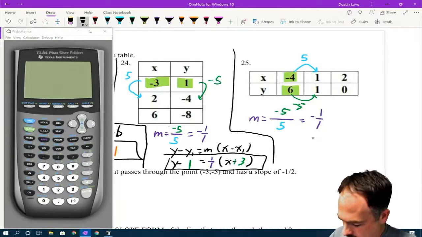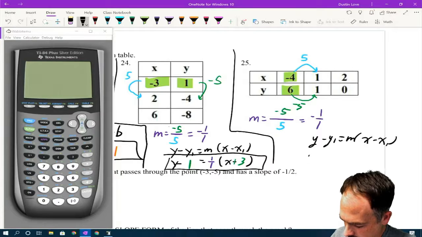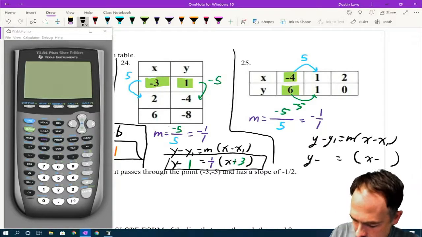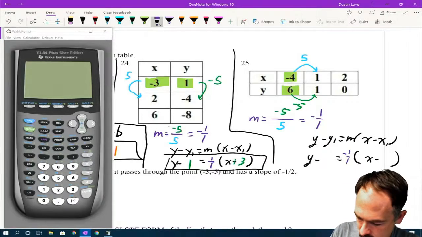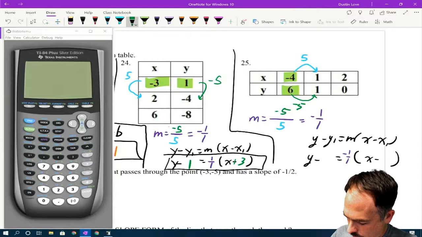So we've got y minus y1 is equal to m times x minus x1. Y minus, equals, x minus. Put my slope of negative 1 over 1 in. And then y is 6. And then negative 4.